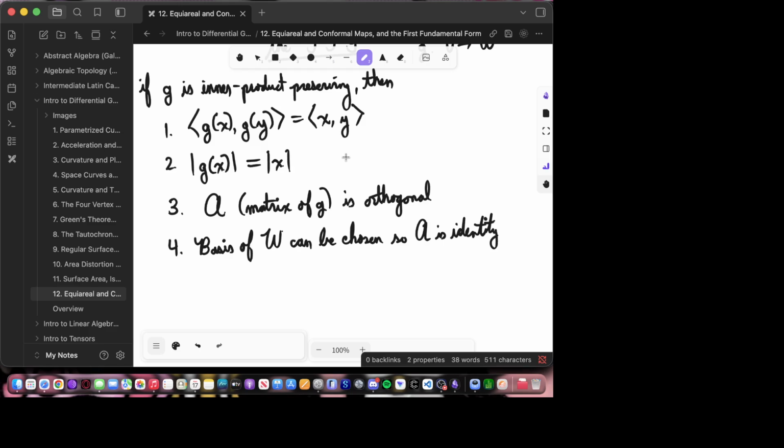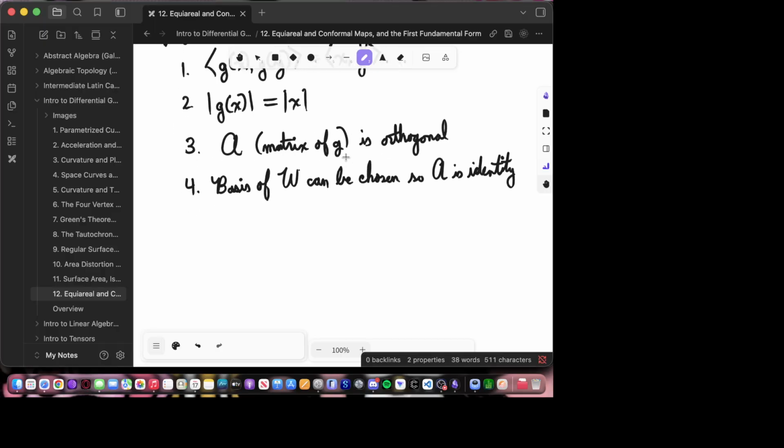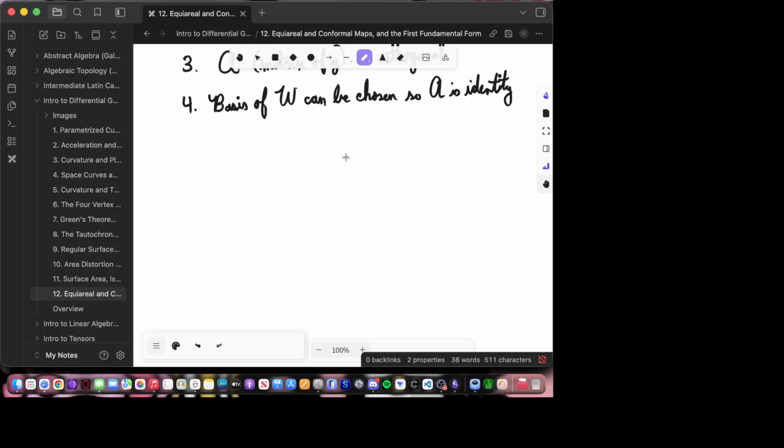Now, the proofs of all of these require some linear algebra, so I'm not going to go through all of that, but these are results that we will just take for granted.